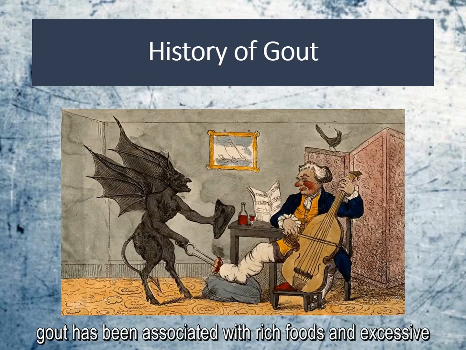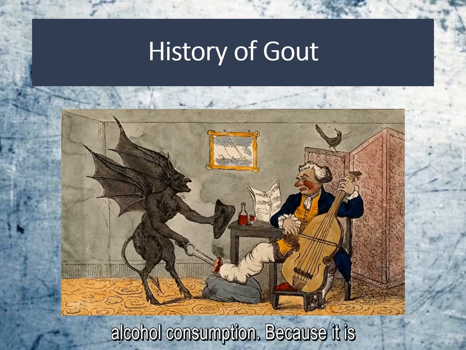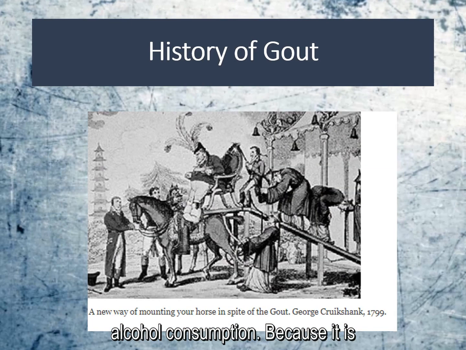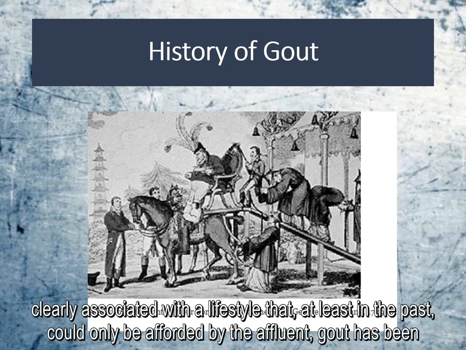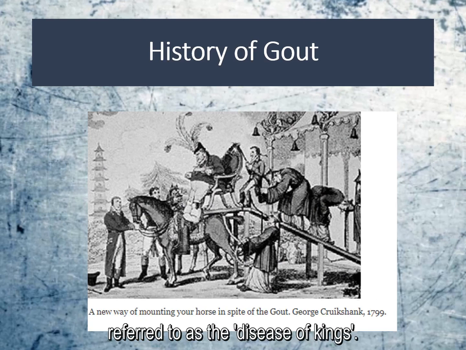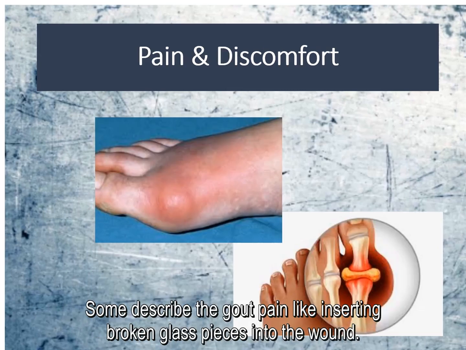Throughout history, gout has been associated with rich food and excessive alcohol consumption. Because it is clearly associated with a lifestyle that, at least in the past, could only be afforded by the affluent, gout has been referred to as the disease of kings.